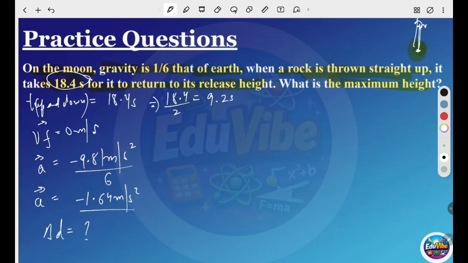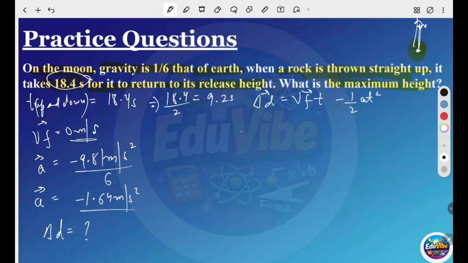Here we don't need vi, because if we take vi as 0, it doesn't matter. It's not right, because there is some speed when we throw the ball upwards. That's why we take vf as 0 meters per second. We deal with only the final velocity, because we have the formula: final velocity times time, minus half a t squared. From here we calculate that.